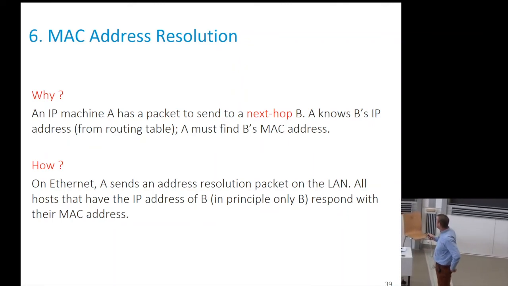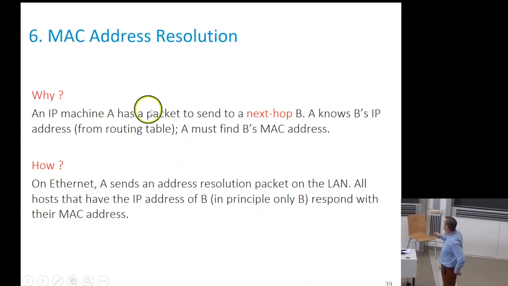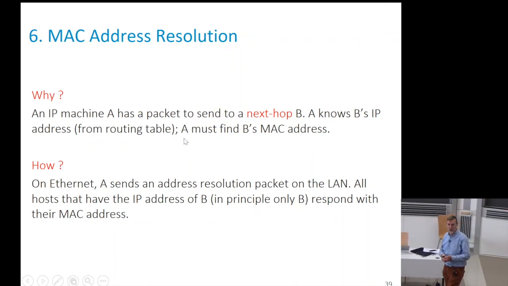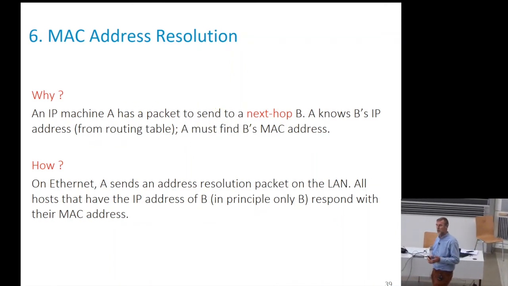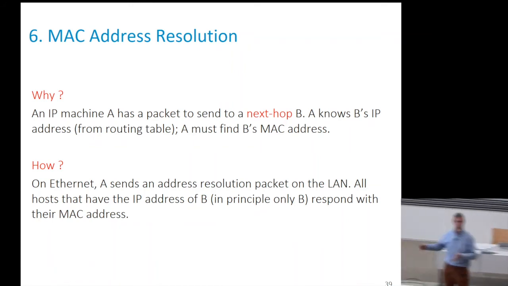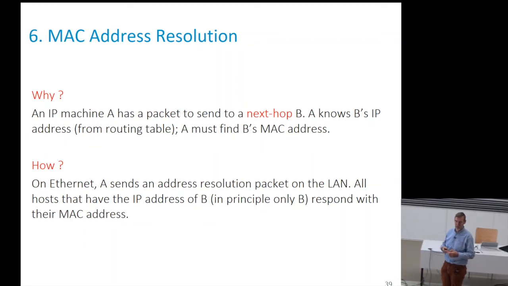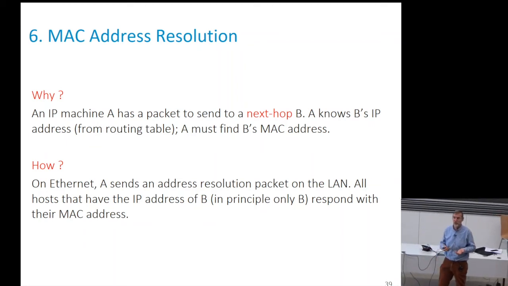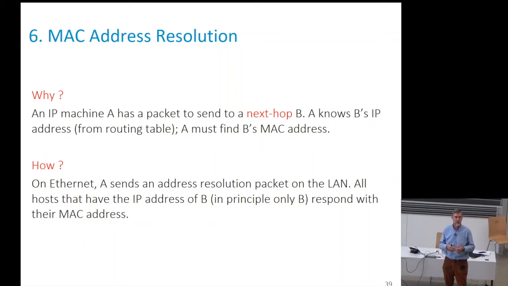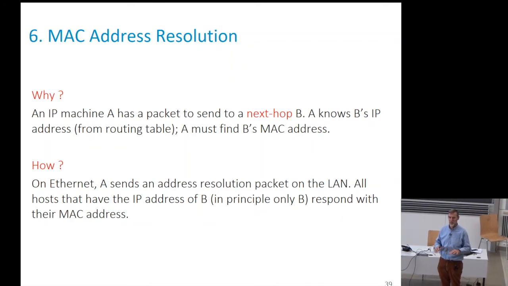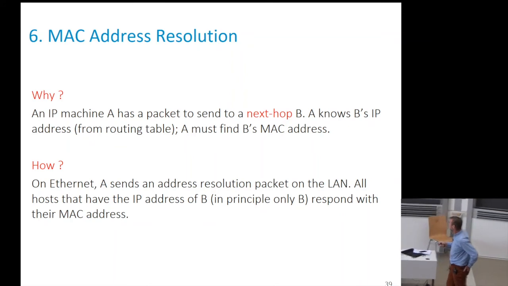Now, when a machine A has a packet to send to something B that is on link with it, it must send it using the local area network, and we've seen that the principle of the local area network is that you send to the destination MAC address. So you need to know the destination MAC address. You could get it by configuration, but we don't want this because we want everything below IP to be completely plug and play. So the problem is how to get this address.